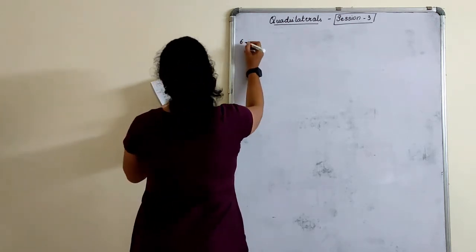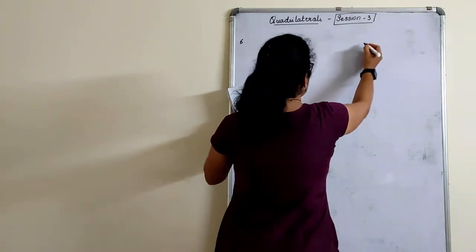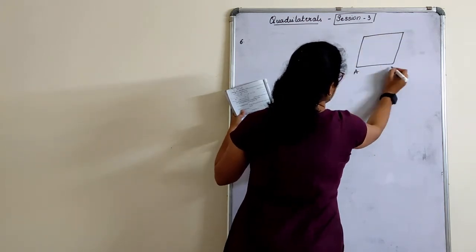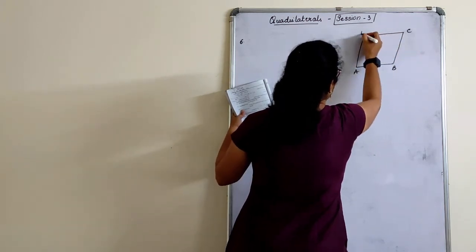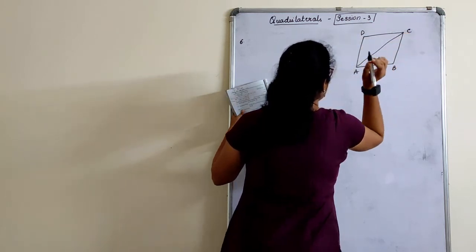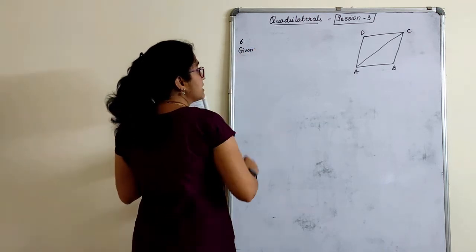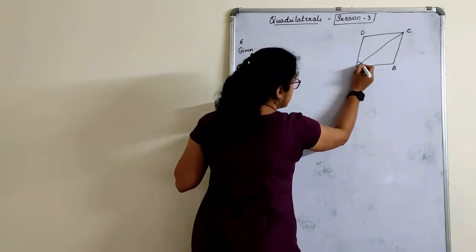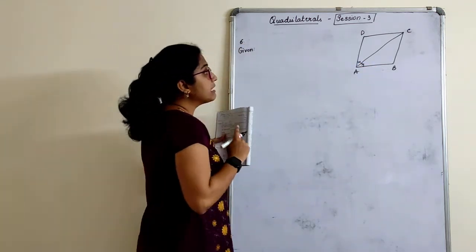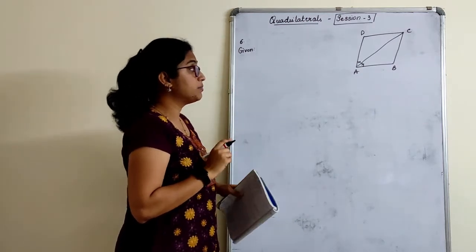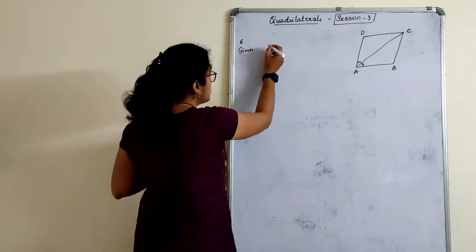Question number 6. The diagonal AC of a parallelogram ABCD. So let ABCD be the parallelogram and AC is the diagonal that is given. The diagonal AC of a parallelogram bisects angle A. Prove that the diagonal AC bisects angle C also. Along with that, prove that ABCD is a rhombus.